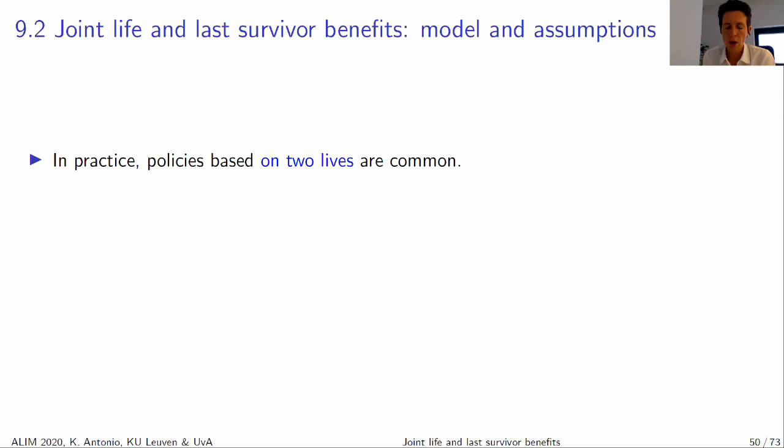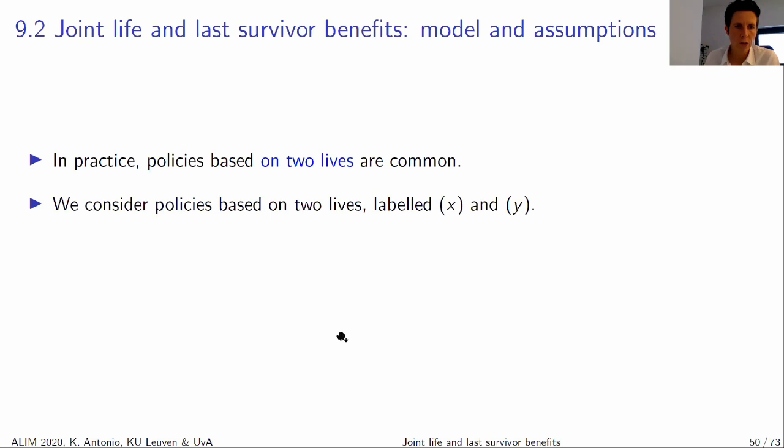We're going to switch from a product issued to a single policyholder to a product where you have multiple policyholders. In the book, we're going to do that with 2 policyholders, but in general, you could do that even for more policyholders if the situation requires this. So we're going to consider policies on 2 lives. We'll label them with X and Y, so that's the age of both policyholders at the start of the contract.